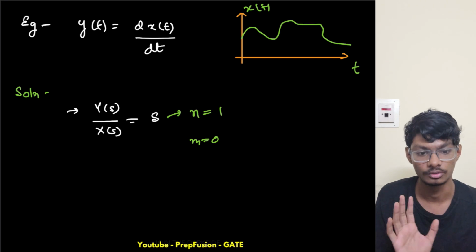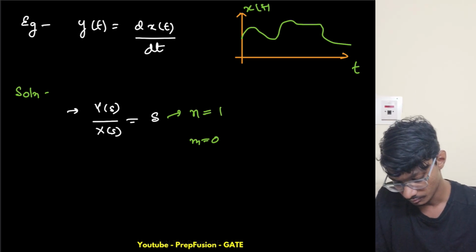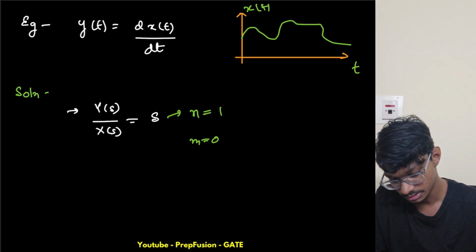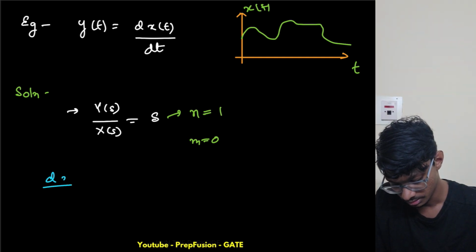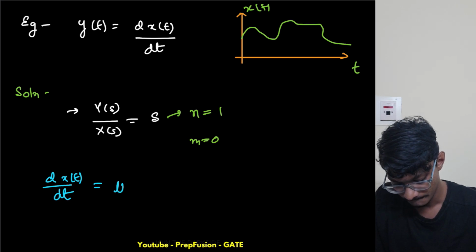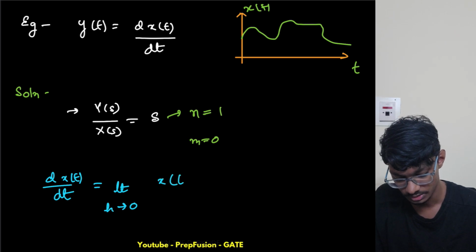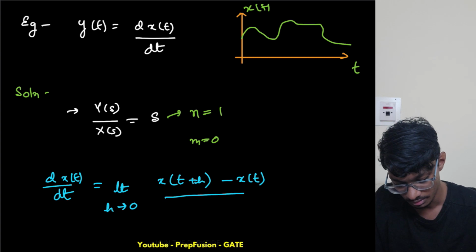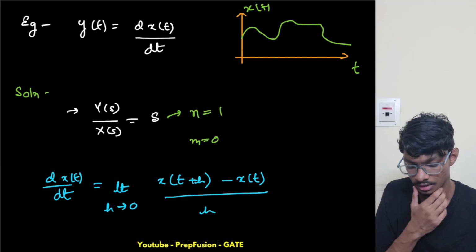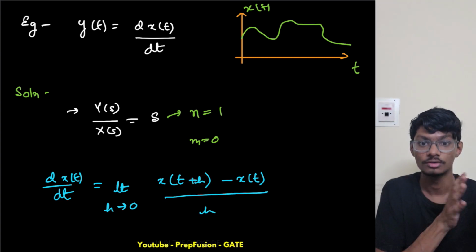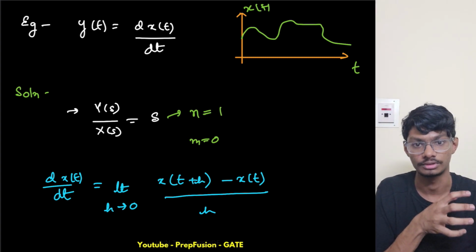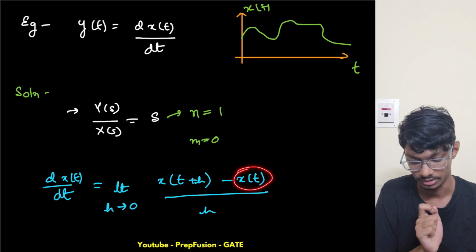Or you can understand from the equation also what this differentiation means. dx of t by dt equals the limit as h tends to 0 of x of t plus h minus x of t, divided by h. This is the first principles. Now what is this x of t plus h? We are predicting the future input. This is the present input and the future input.